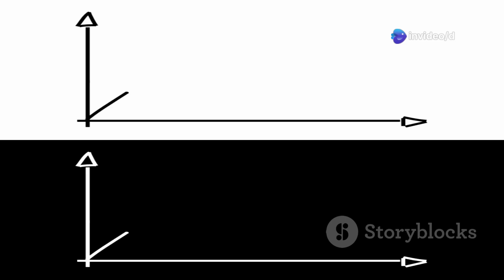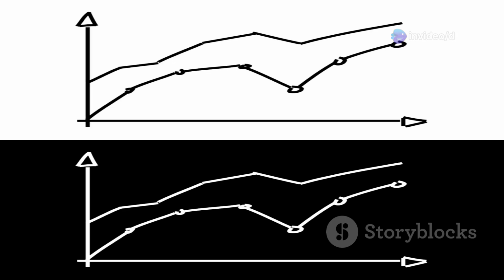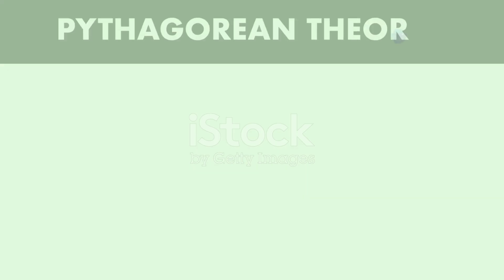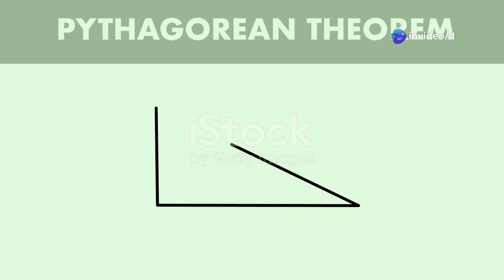The cosine graph is similar but starts at its highest point. It also creates a wave, but this time it begins at a peak and descends. It also makes a wave, but this time it shows how the adjacent side relates to the hypotenuse. The cosine function is often used in physics to describe waveforms and oscillations.